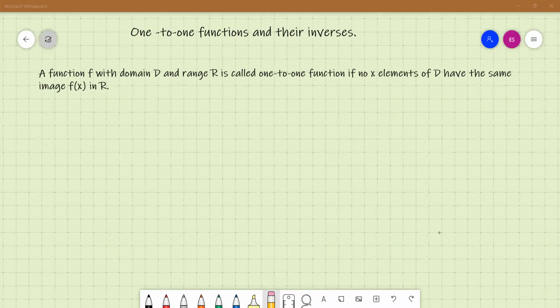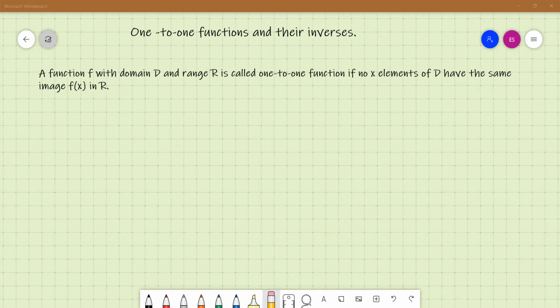Hello, everyone. Today we are going to talk about one-to-one functions and their inverses. So we are going to start with the definition of a one-to-one function. A function f with domain D and range R is called a one-to-one function if no elements of D have the same image f of x in R.